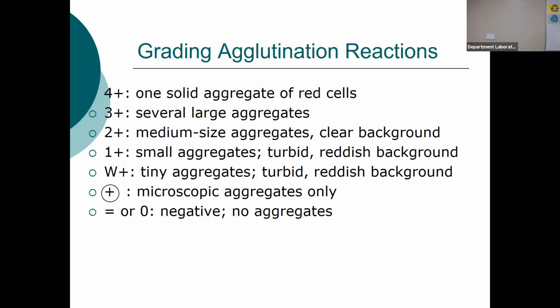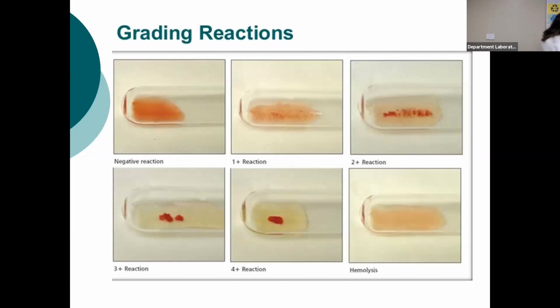But for the first 2 labs, we will only be doing 1 through 4 and negative. Okay. And here are pictures of what they look like. So negative reaction, notice that there's no agglutination at all in your negative. Notice in a 1+ reaction, see how small those aggregates are? And you see how you have a turbid background versus the 2+ reaction, which has more of a clear background. Okay, that's how you differentiate a 1+ from a 2+.